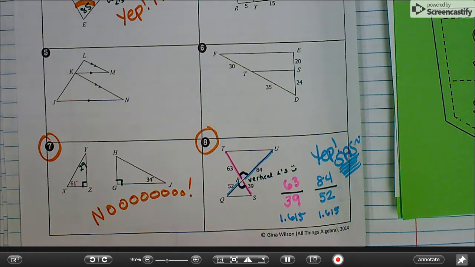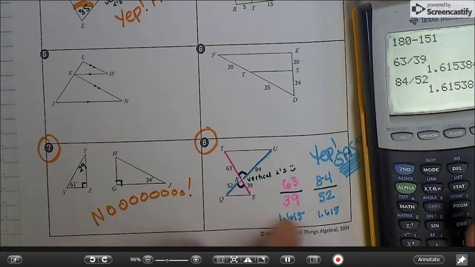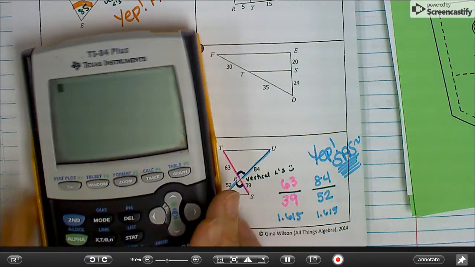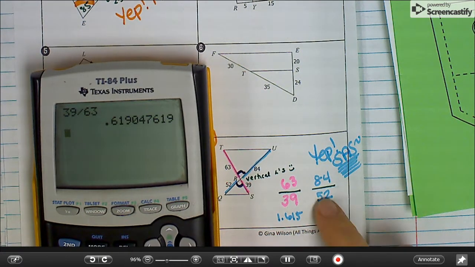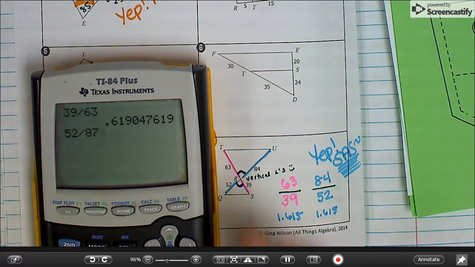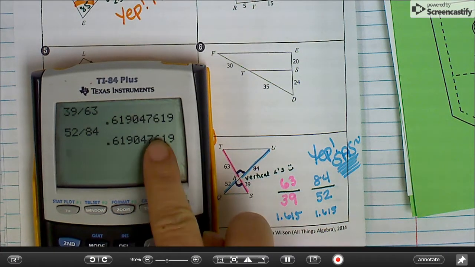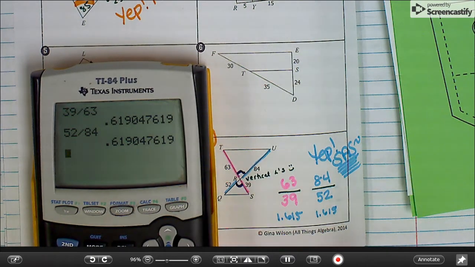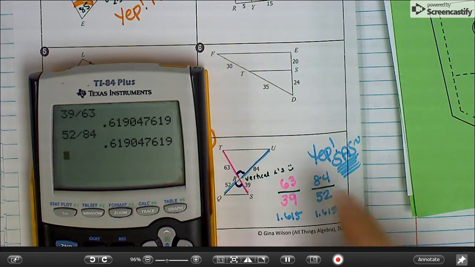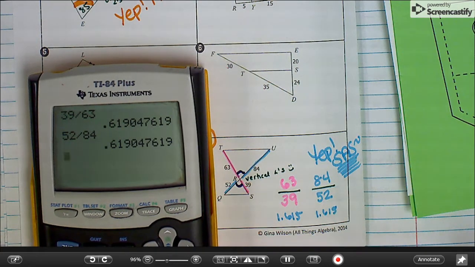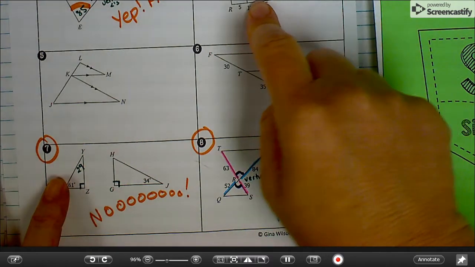All right, hopefully you checked your answers with mine. Keep in mind that something like this one, I could have done, and you can watch in my calculator over here, I could have had 39 over 63 for the first one, 52 over 84 for the other one. And you can see that even though the numbers are different from these, they're still the same because we kept them corresponding. This one we did with the big triangle on top and the small one on the bottom across. The other way in the calculator right now has the smaller one on top and the bigger one on the bottom.